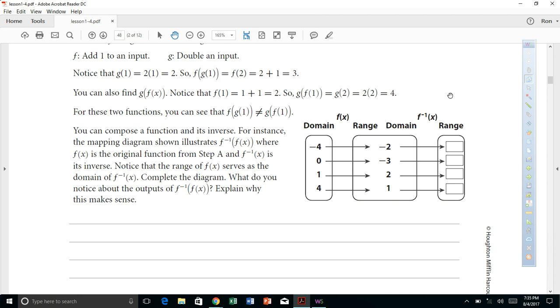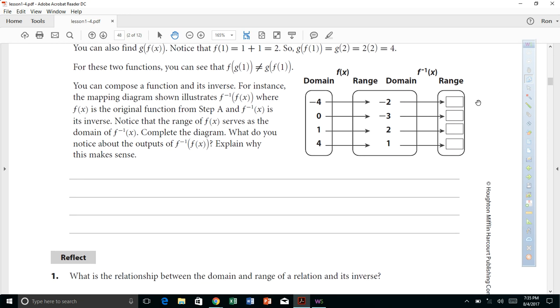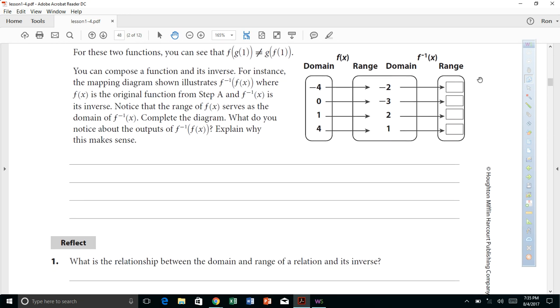You can also find that g of f of x. Notice that f of 1 equals 1 plus 1, which is 2. So g of f of 1 equals g of 2, which is 2 times 2, which equals 4. For these two functions, you can see that f of g of 1 is not equal to g of f of 1.